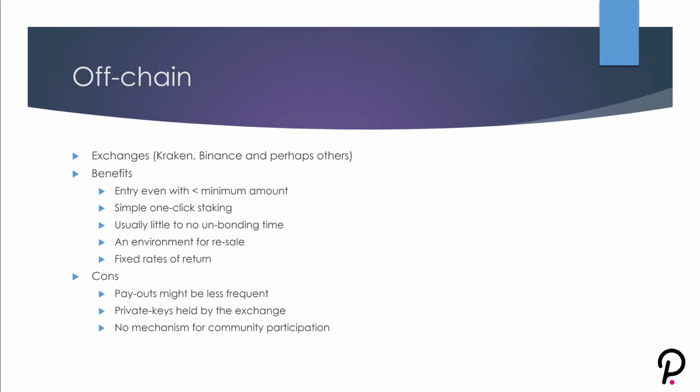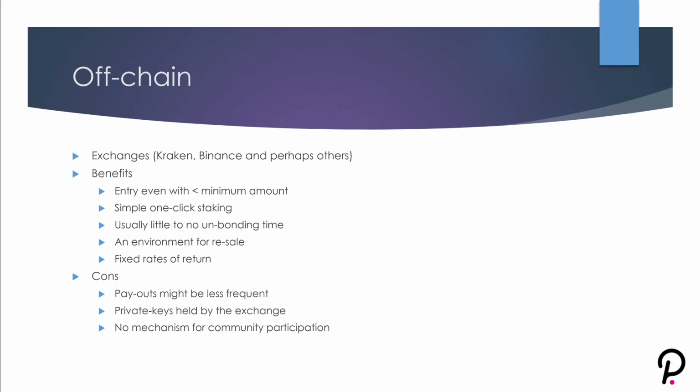So let's look at off-chain. This is like an exchange where you go to Binance, Kraken, and perhaps there are others. No promos. The benefits, as I said before: you can receive a reward even though you have less than the minimum amount. Simple one-click staking. Basically, this is how much I have, I want to stake it all, and hit stake, and you just wait for your rewards.